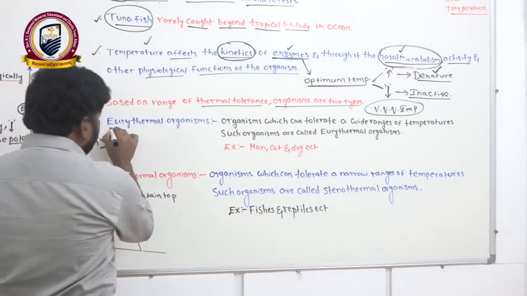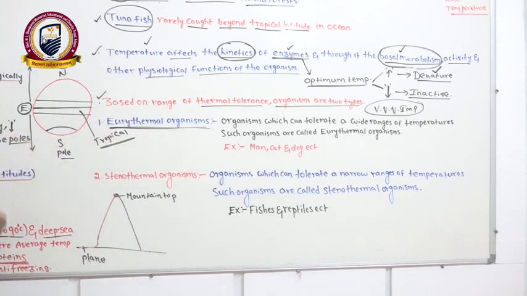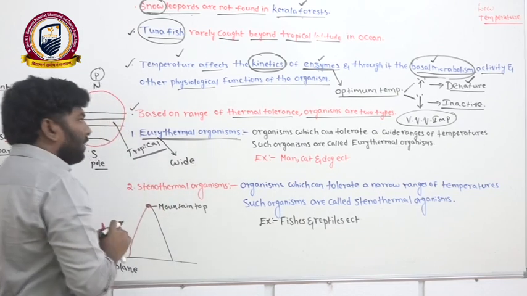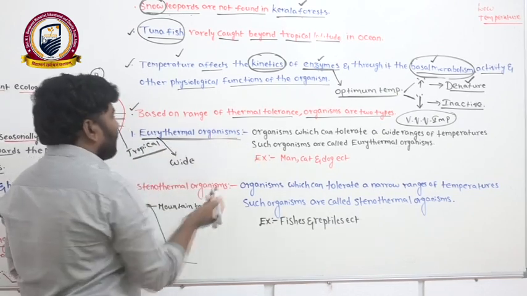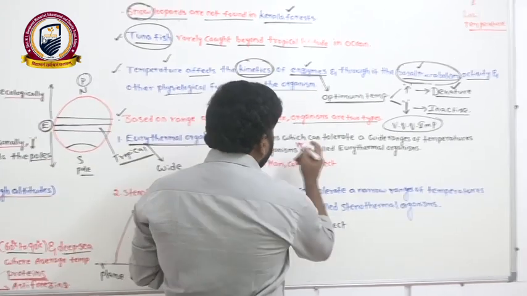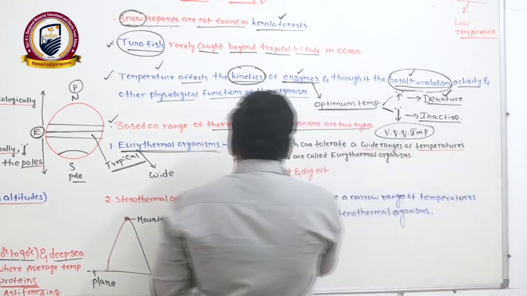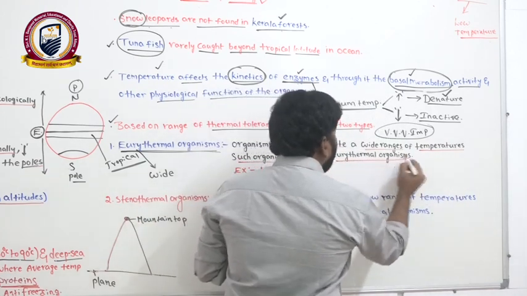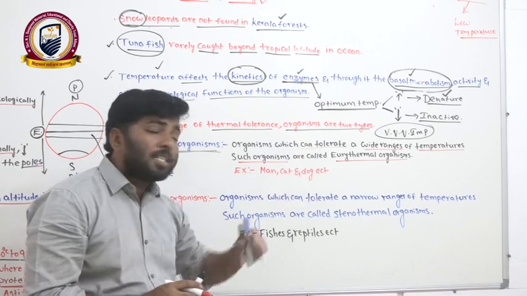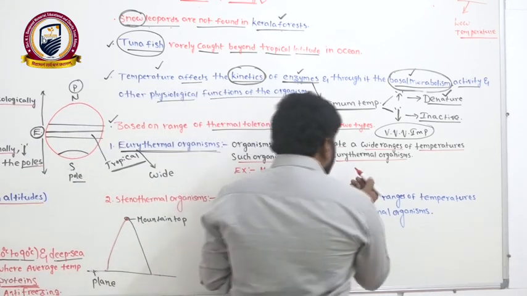Now we can see the first one here, that is the eurythermal organisms. Eury means wide. Thermal means temperature. Eurythermal organisms are the organisms which can tolerate a wide range of temperature. Whatever organisms thrive or tolerate in wide ranges of temperatures, such organisms we call eurythermal organisms.